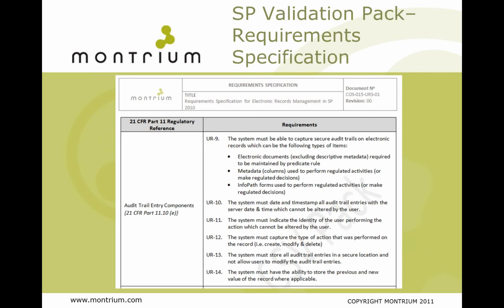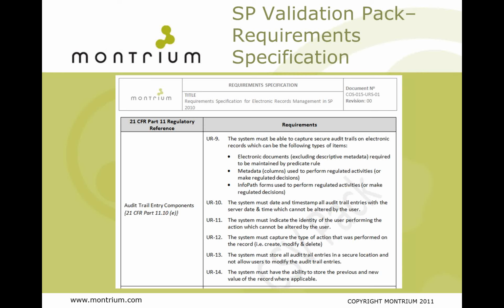So this is an extract of the requirement specification, and you can see on the left-hand side we have the reference to 21 CFR Part 11. What we're seeing on screen here, for example, is the audit trail component, 11.10(e), which is the audit trail requirements in Part 11, and we can see clearly what we're going to be testing against, or what the requirement is, and the fact that it's measurable.